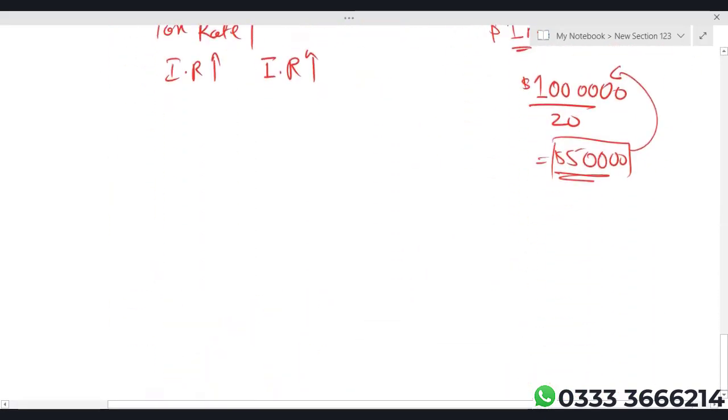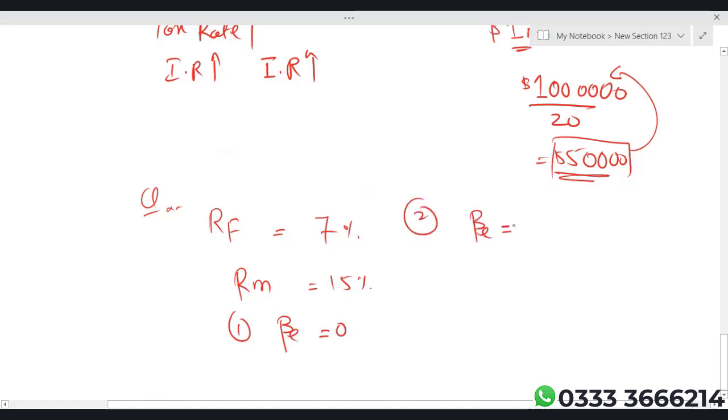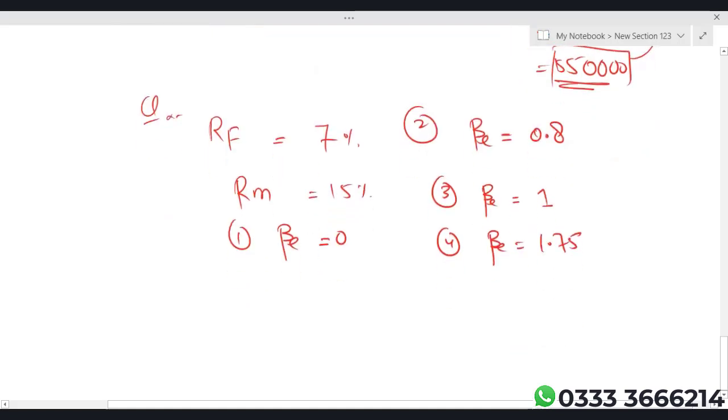Now, let us quickly work on a few findings, and I want everyone to use the calculator. Let's say RF is 7%, RM is 15%. Equity beta is 0. Equity beta is 0.8. Equity beta is 1. Equity beta is 1.75. I need KE in every case. Obviously, there will be 4 KEs. Quickly answer, please.